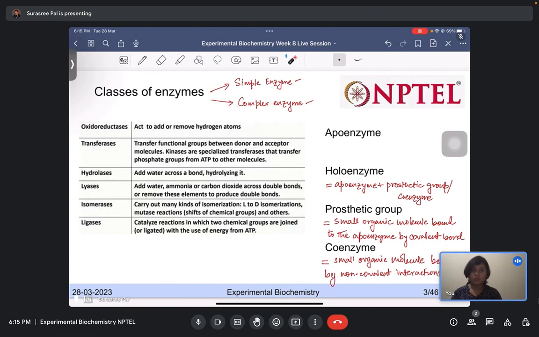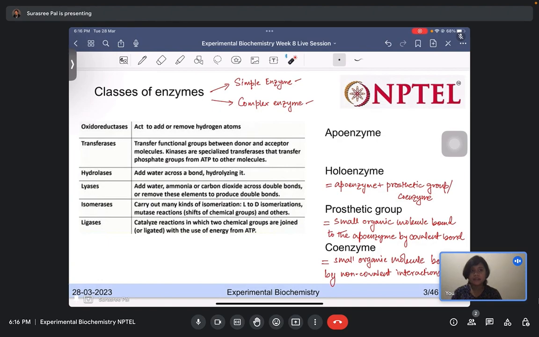Now what is a prosthetic group, what is a coenzyme? First let's talk about it. The first term that we will discuss here is apoenzyme. Apoenzyme is the enzyme where no cofactor or coenzyme or prosthetic group is associated with it. So apoenzyme is only the protein enzyme, the whole protein, where there is no such molecule attached to it. That is called the apoenzyme. Now the holoenzyme is equal to apoenzyme plus prosthetic group or coenzyme. So there is something associated with the apoenzyme, then this enzyme is called a holoenzyme.